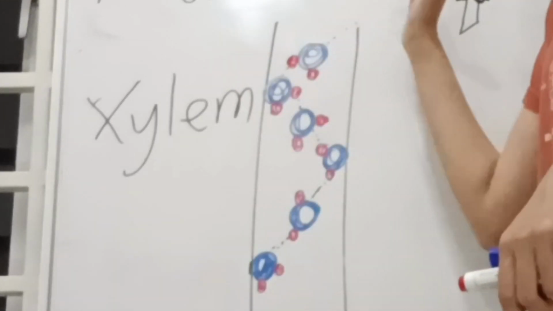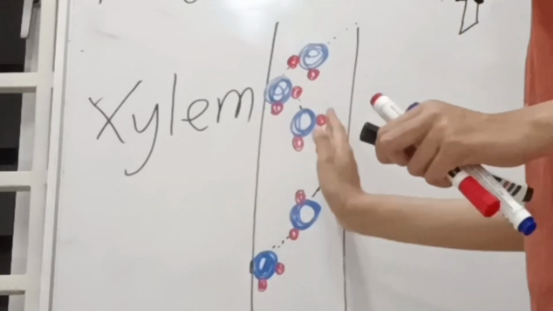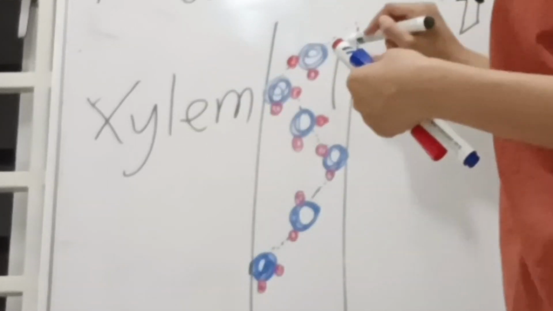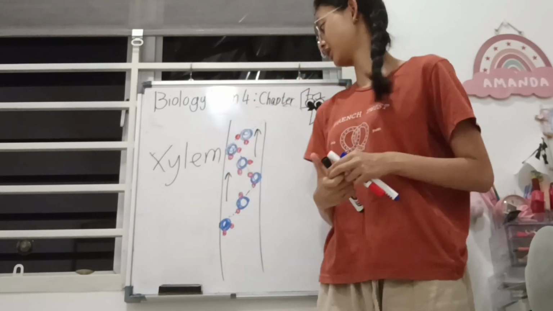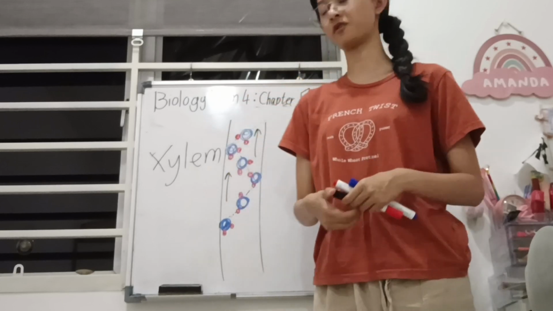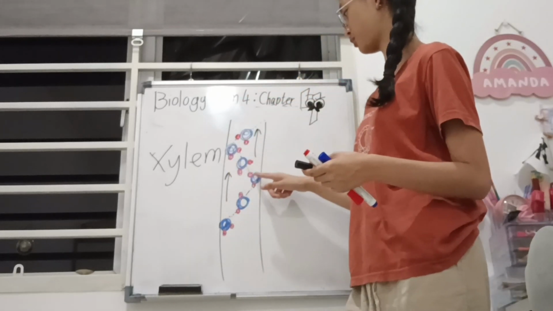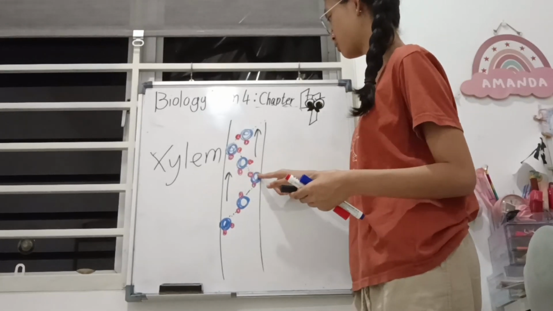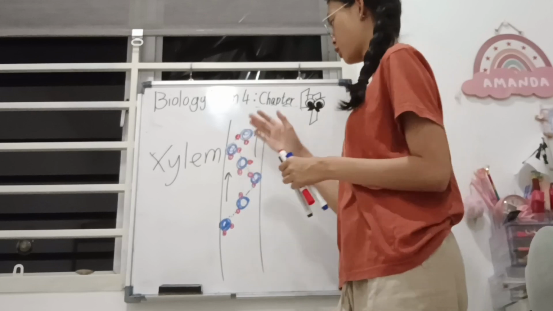So it goes up like a snake or a train. They just follow each other, so it will go upwards, up the stem. Basically, in this process, the water molecules are being pulled by the one before them. This one is being pulled by this one, and this one is pulling this one. So it just keeps going and going.